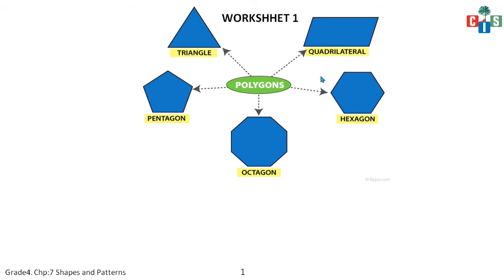polygons are of different types and they have names depending on the number of sides they have. Triangle will have 3 sides, hexagon will have 6 sides, octagon 8, pentagon 5, quadrilateral 4. And we studied in detail triangle and quadrilateral.